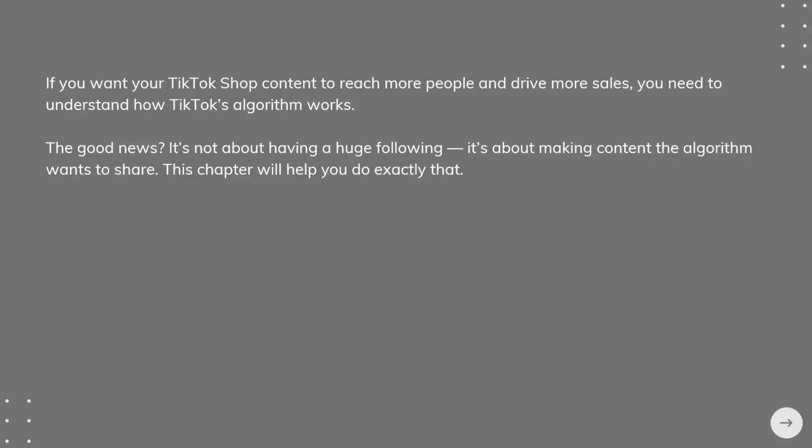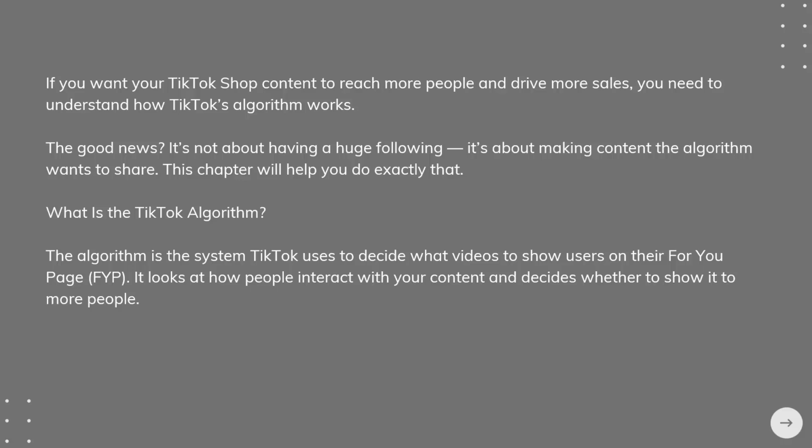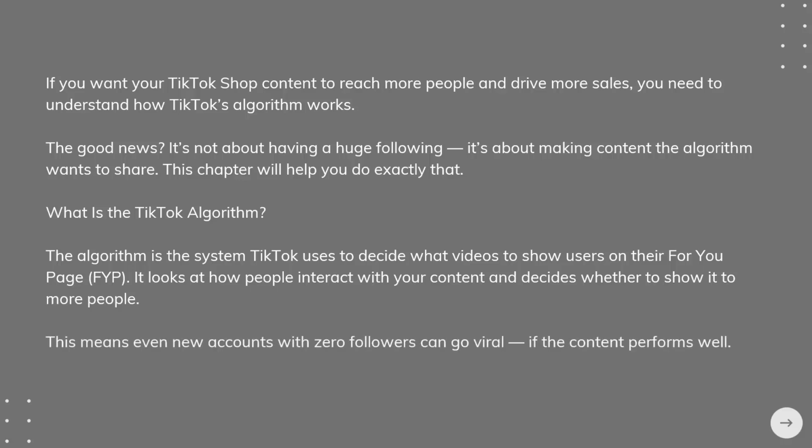What is the TikTok algorithm? The algorithm is the system TikTok uses to decide what videos to show users on their For You page, FYP. It looks at how people interact with your content and decides whether to show it to more people. This means even new accounts with 0 followers can go viral if the content performs well.